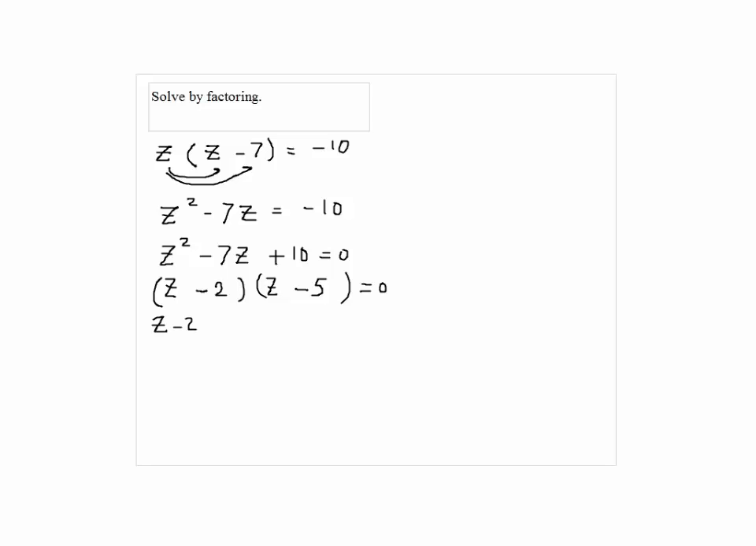So z minus 2 is equal to 0. z is equal to 2, adding 2 to both sides of the equation. Or z minus 5 is equal to 0. z is equal to 5 by adding 5 to both sides of the equation.